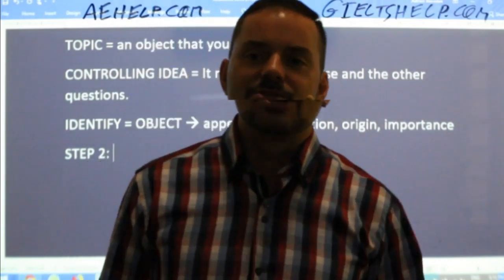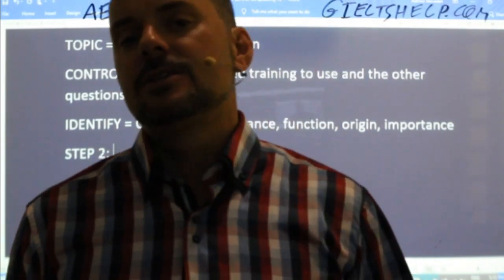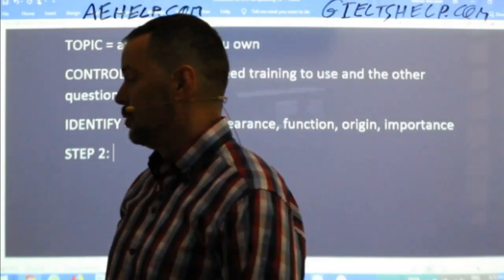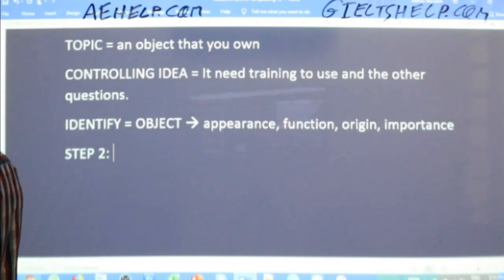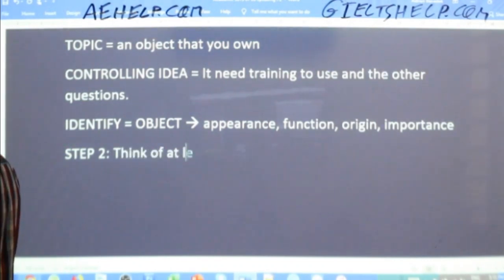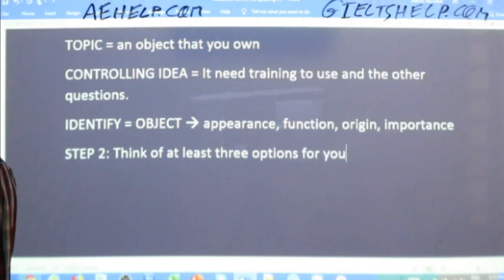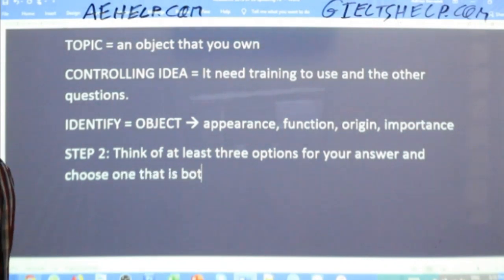Choose the object, right? So you can't just start writing. Sometimes I think students just quickly pick any old object that they own and think, hey, that'll work, but it's not a good idea. So think of at least 3 options for your answer and choose one that is both unique and easy to talk about.